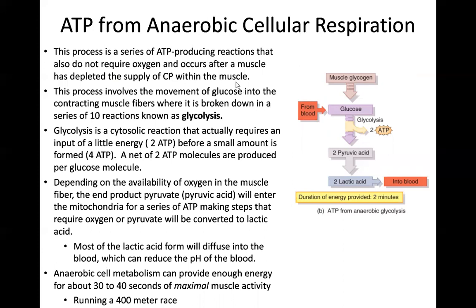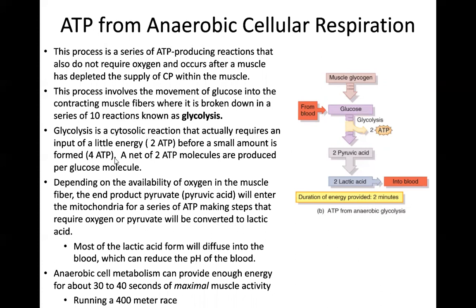It involves the movement of glucose into the contracting muscle fibers, where we break it down in a series of 10 reactions called glycolysis. And thinking back to our lecture on the endocrine system, we had 6 big buzzwords. Glycolysis was the first that I think I typed up. It's the breakdown of glucose to form ATP. This takes place in the cytosol, so it's a cytosolic reaction.